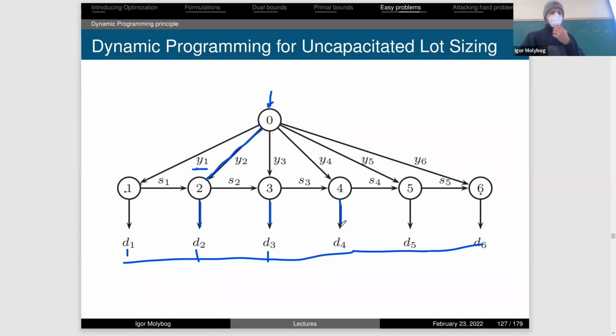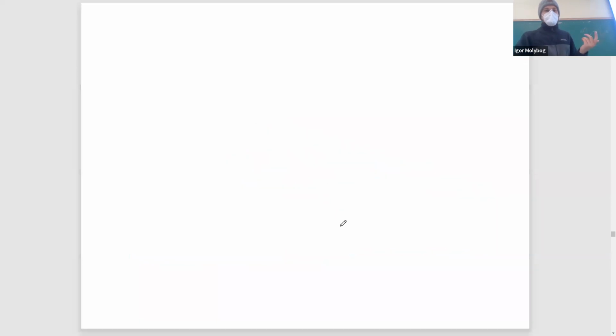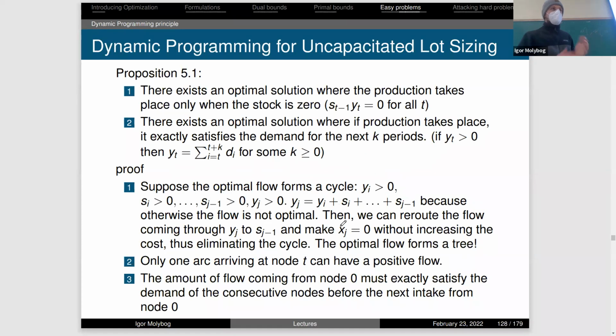Would you say that these two statements are obvious? Is that obvious to you? Yep. Just to be clear, in a certain period, you can produce and then you can. Right. You don't have to wait. Right. So it is not obvious to me. And we are going to prove this.